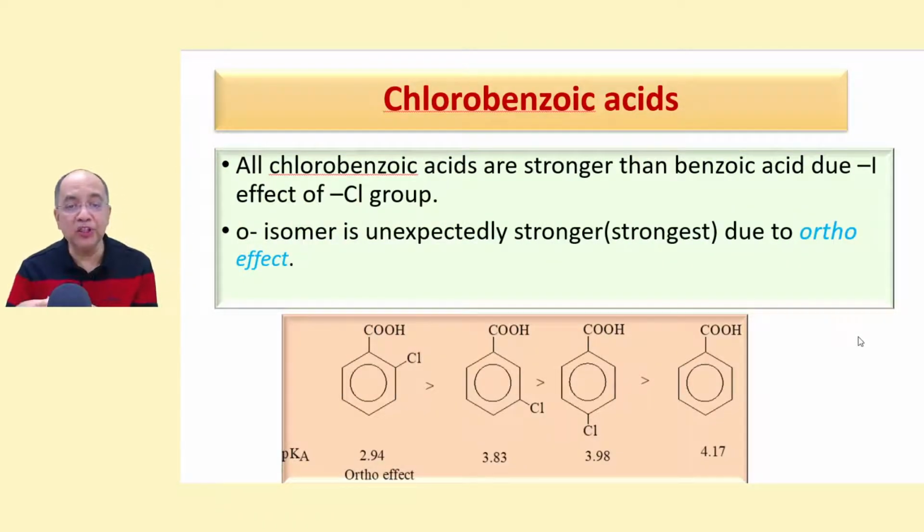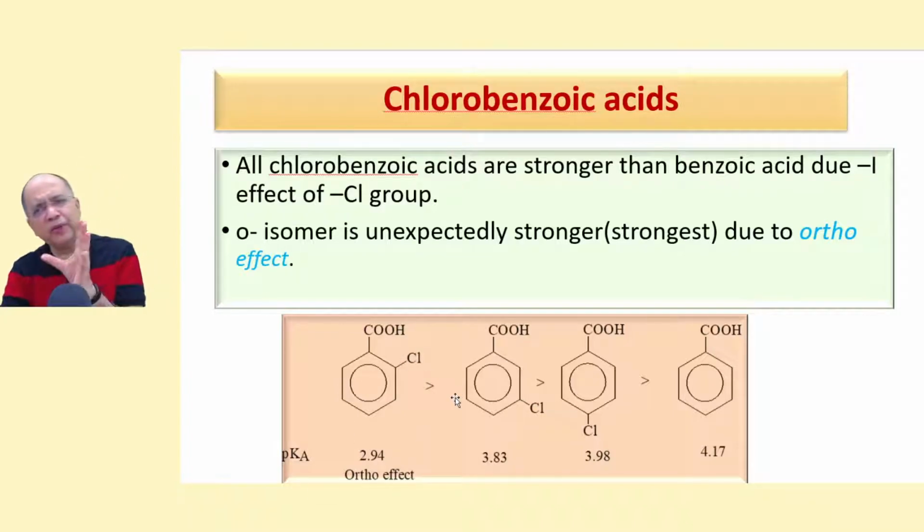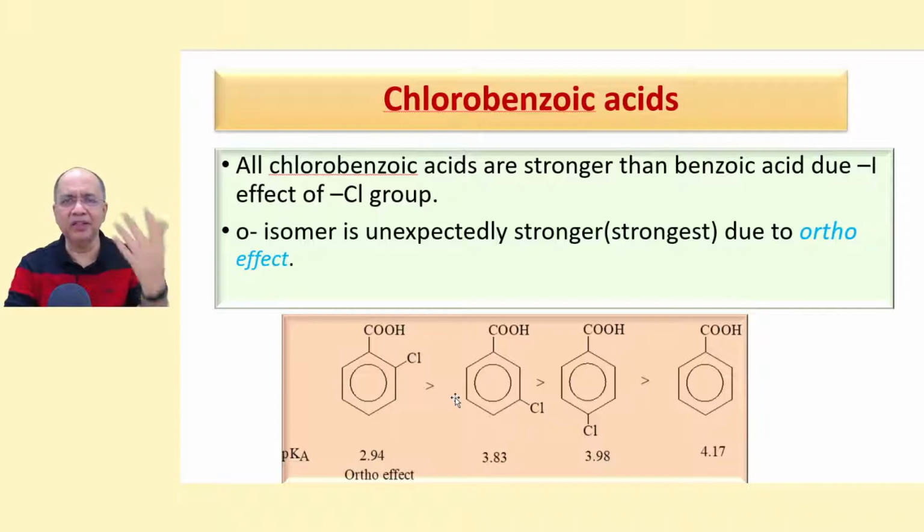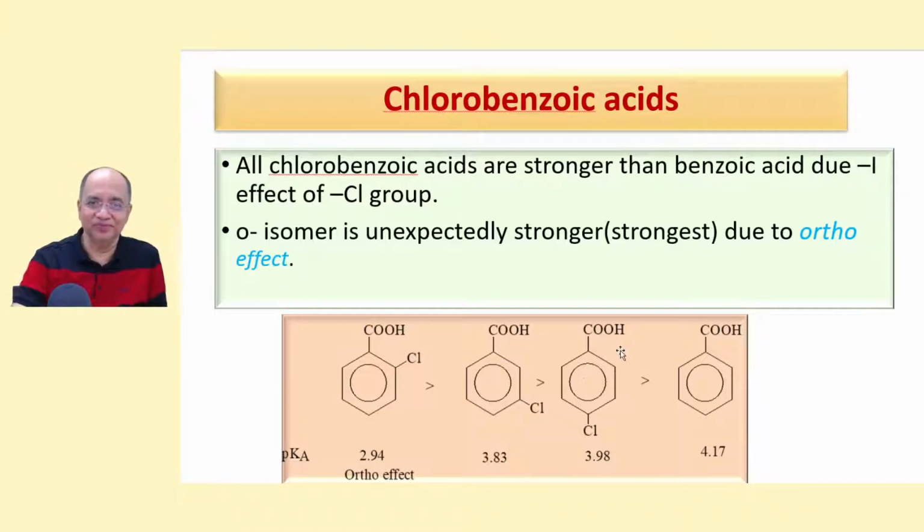Now coming to chlorobenzoic acid, it is like chlorophenols. Closer the distance, stronger is the acid strength. So ortho, then meta, then para, then benzoic acid. Only the minus I effect decides. Of course, a little more acidic than expected. It should have been 3.98. This is 3.83. Supposing it would have been 3.1, but it is still much more acidic due to ortho effect. Ortho effect is always there. That makes it more acidic than the calculated value.